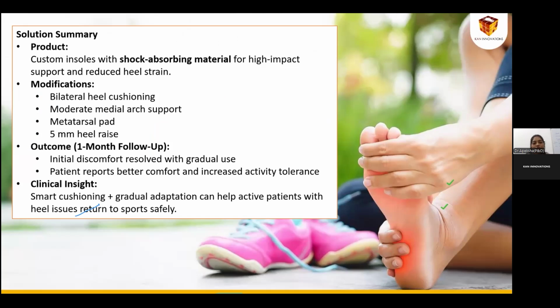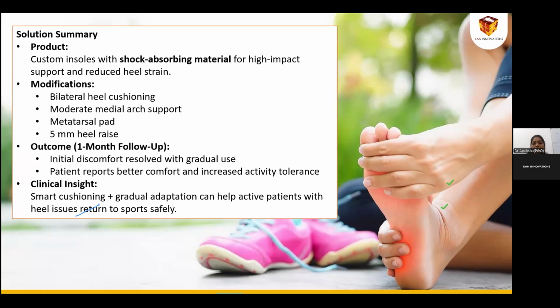Now, we have given him custom insoles with shock absorbing material for high impact and support, and to reduce strain. We also gave him modifications with heel cushioning, a moderate arch, and metatarsal pads to offload the metatarsal load, and a 5 heel raise to offload the heel loading in static. What did we get as the outcome after 1 month?